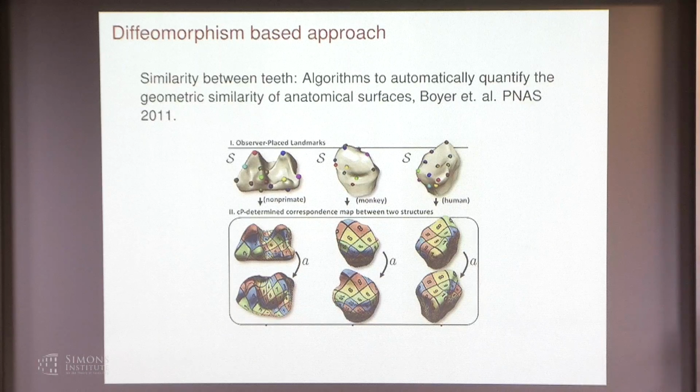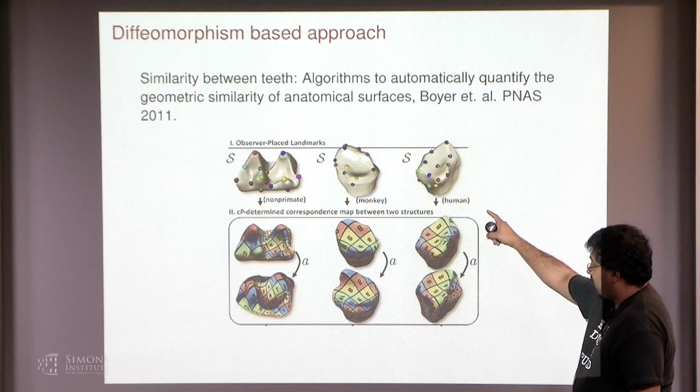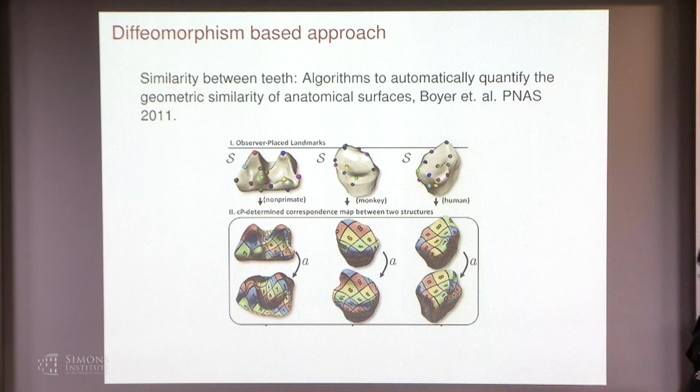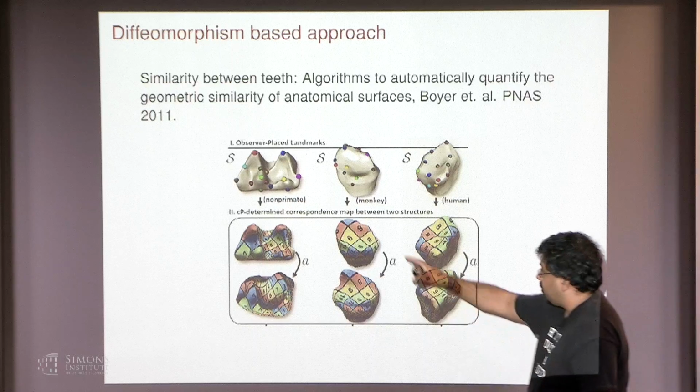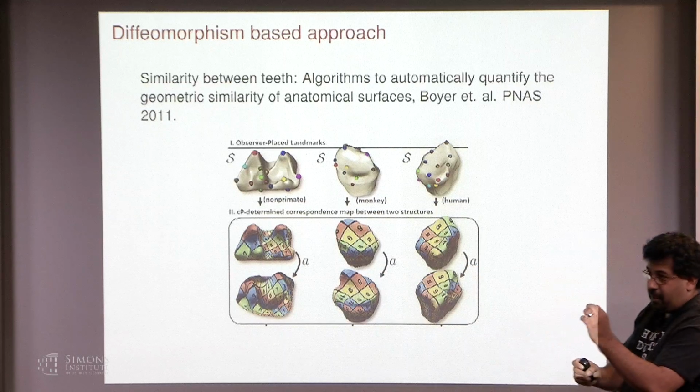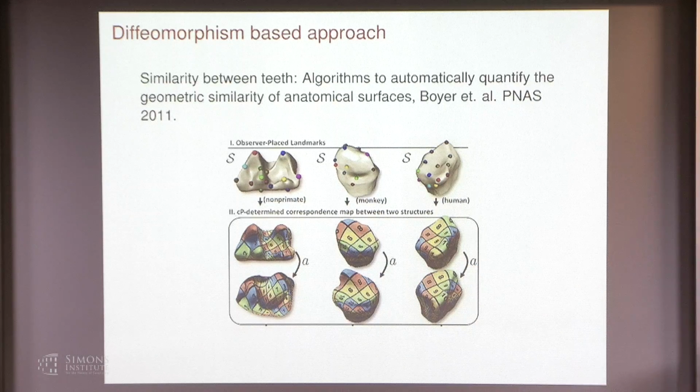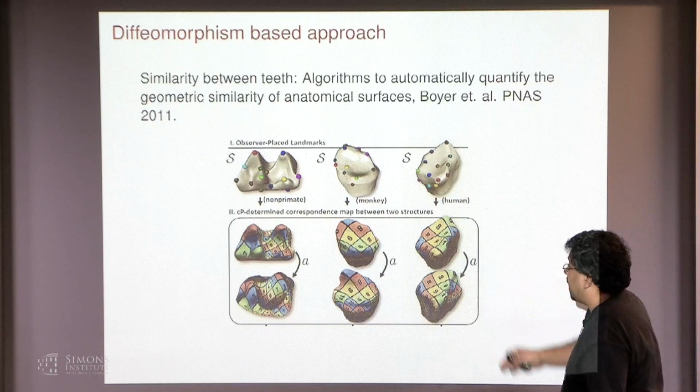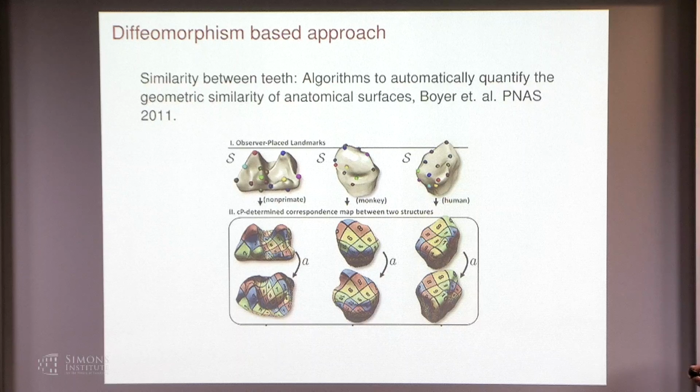Now, another approach, and this is something my colleague Doug Boyer and Ingrid Daubechies have been working on, and I've been working with them, is the diffeomorphism-based approach. I take my shape, put down a bunch of landmarks, put a little ball around each landmark, and then define a variational distance between these two. This is one way of thinking about it.